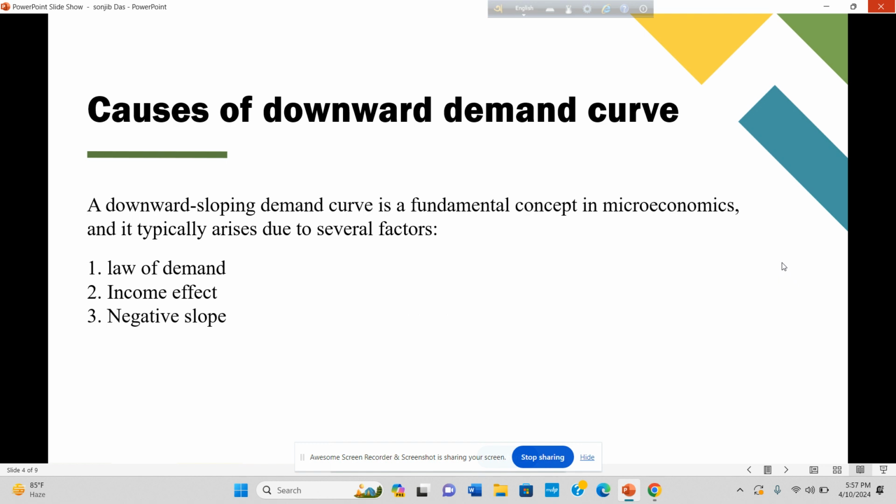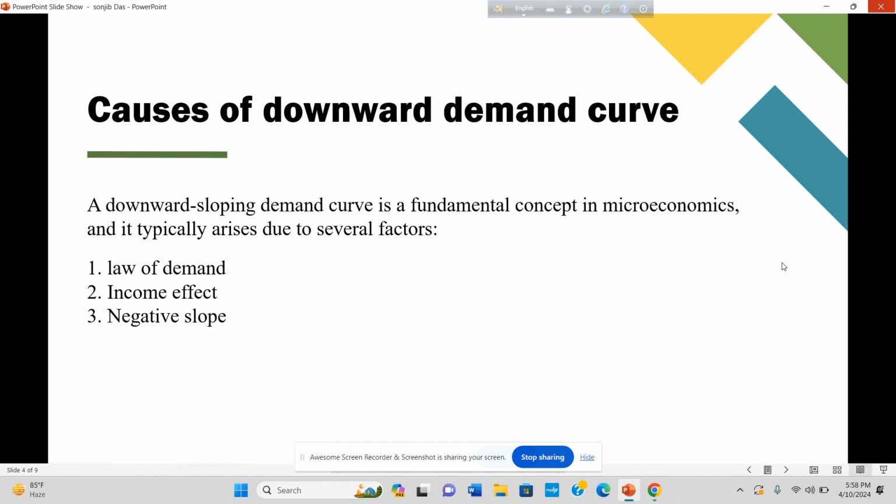Next, we move to the causes of the downward demand curve. A downward demand curve is a fundamental concept in microeconomics, and it typically arises due to several factors such as the law of demand, income effect, and negative slope. Number one, the law of demand. According to the law of demand, as the price of a good decreases, the quantity demanded increases, assuming all other factors remain constant. As the price of a good increases, the quantity demanded decreases, assuming all other factors remain constant. This inverse relationship between price and quantity demanded is represented by a downward sloping demand curve.